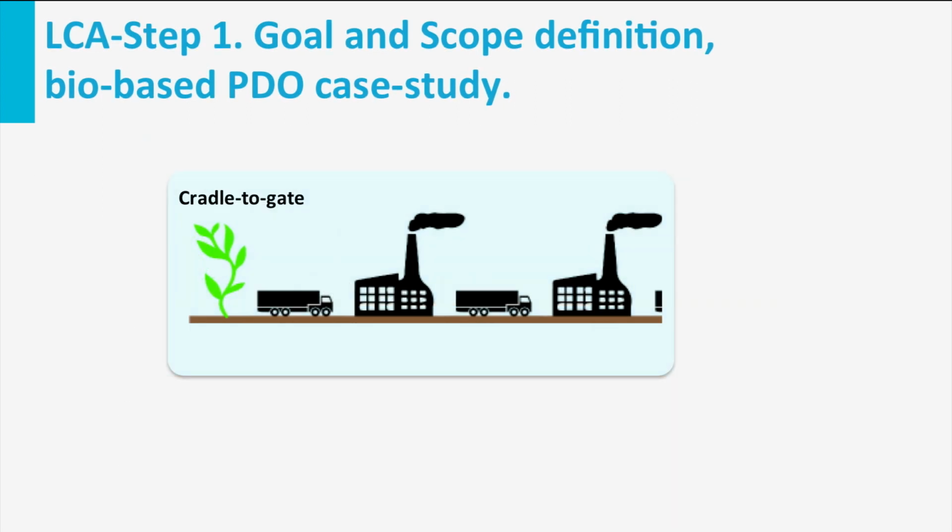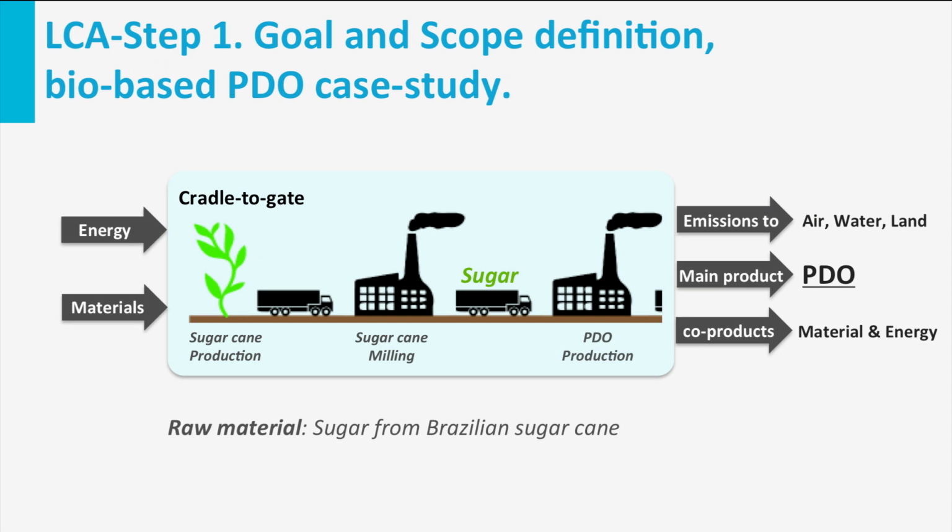Bio-based PDO is produced via fermentation of sugars, which in turn can be obtained from various sugar and starchy crops or from lignocellulosic materials, also known as second-generation feedstocks. For this lecture, the raw material selected is sugar from the Brazilian sugarcane industry. The functional unit is the basic unit to perform the study and for any comparison. In this case, the functional unit is 1 kilogram of PDO at the same quality conditions as the petrochemical PDO.